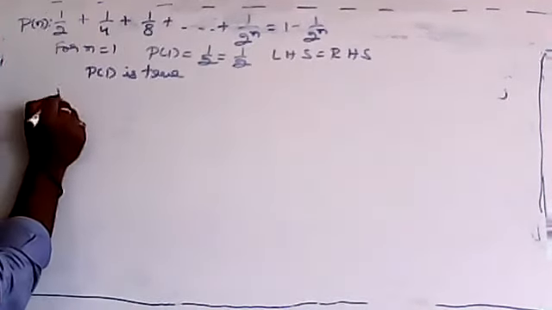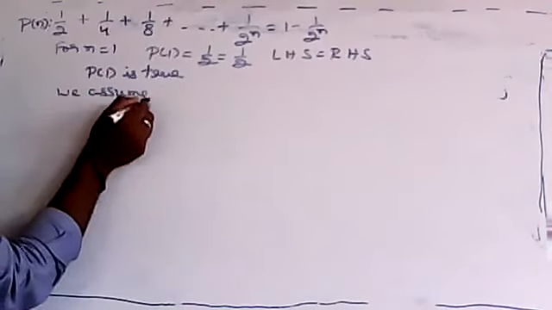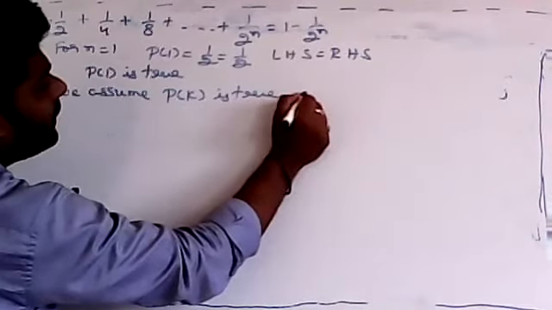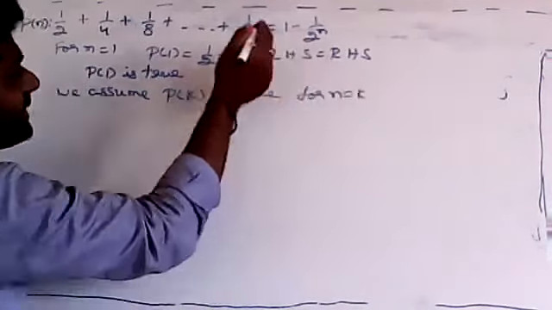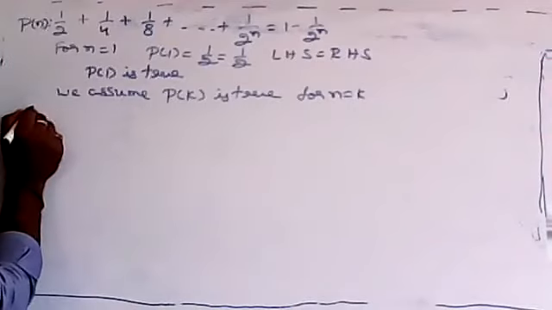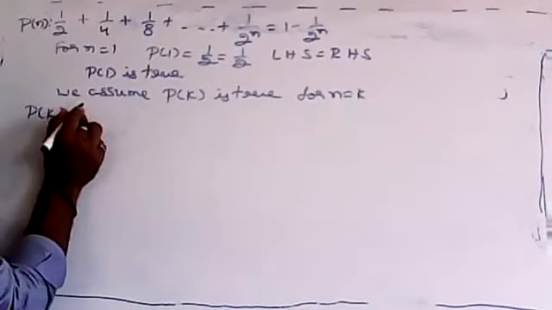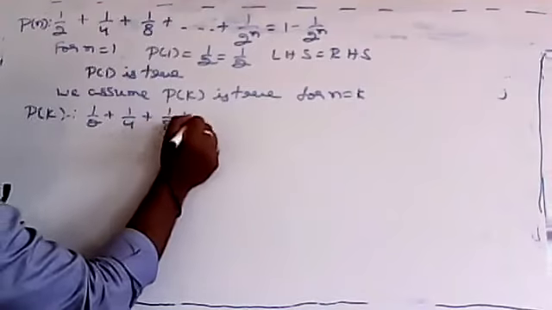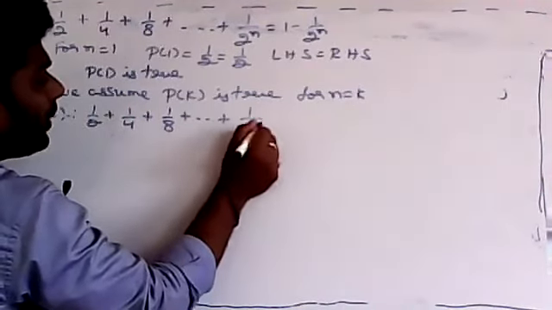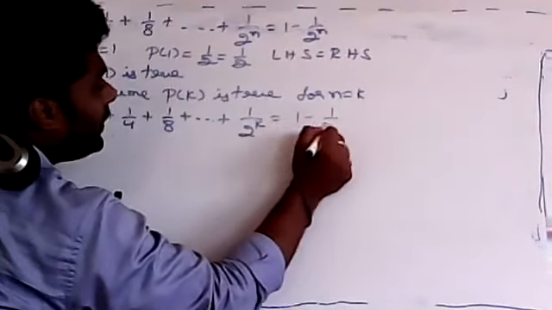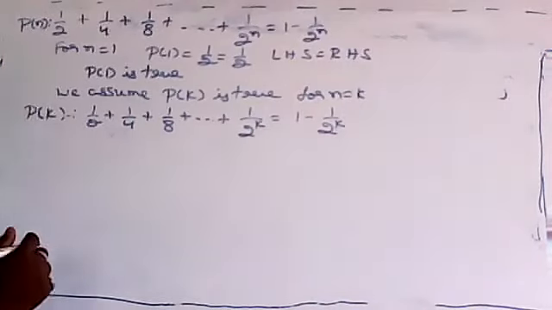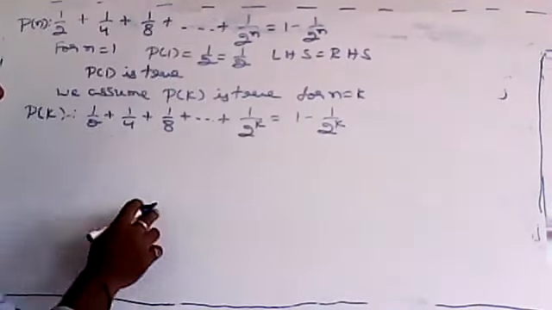Similarly, second case, we assume that P of k is true, when n equals k. Just replace n by k. So what do you get then? P of k: 1/2 plus 1/4 plus 1/8 plus so on up to 1/2 to the power of k, which is equal to 1 minus 1/2 to the power of k. Okay, we'll check the answer.